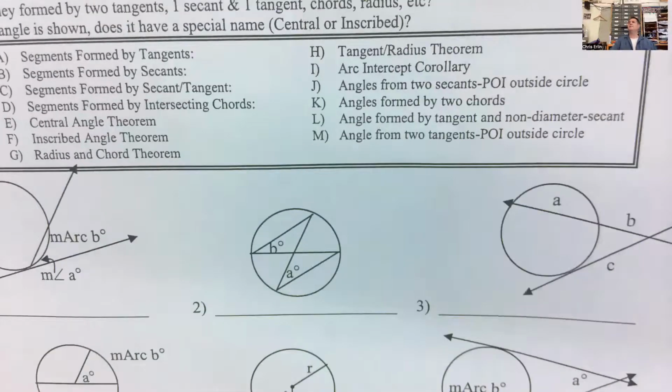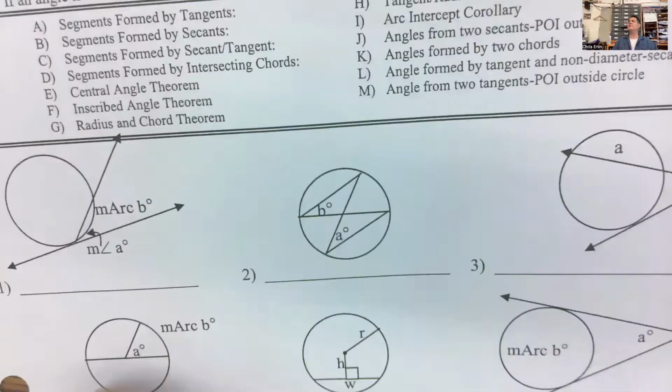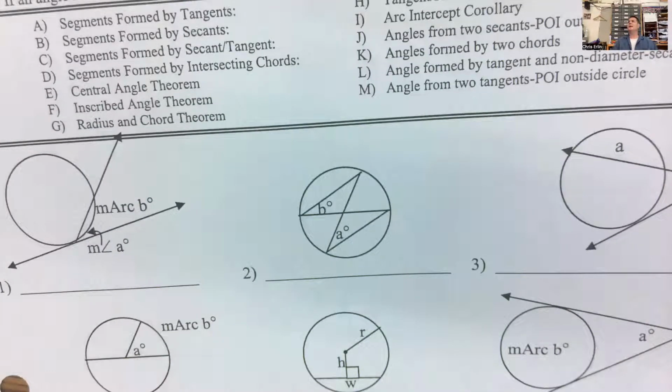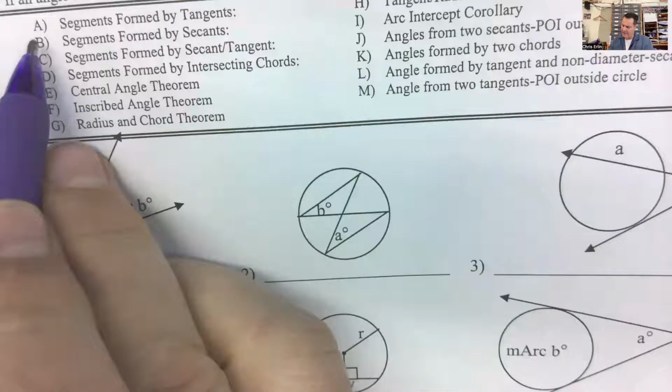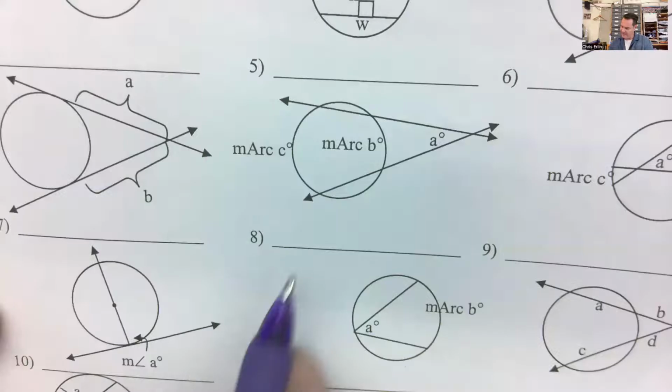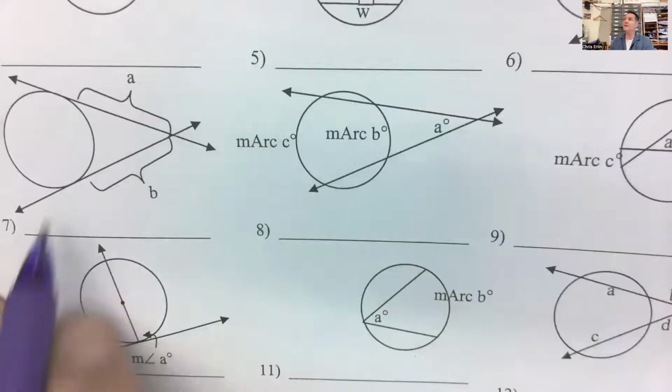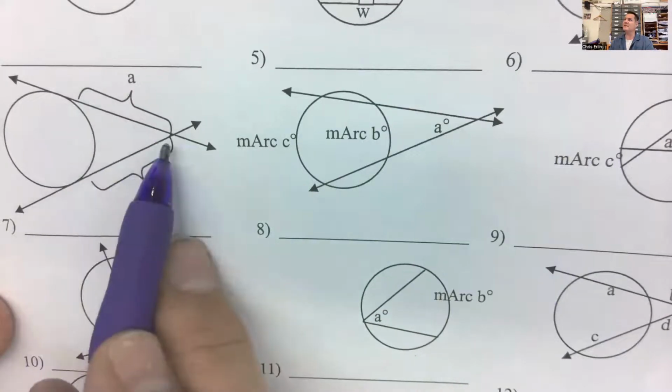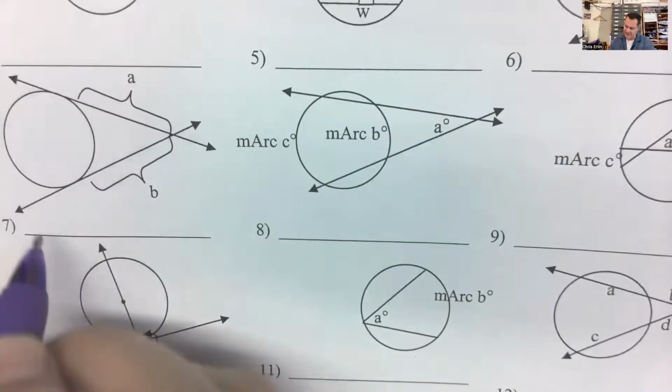So again, the purpose of this is to force you to think about these pictures and identify what are the critical parts of the picture. They've all got circles, but they've got more. So A, we've already talked about. Segments formed by tangents is best modeled by number 7, where I've got segments created by two sets of tangents meeting.